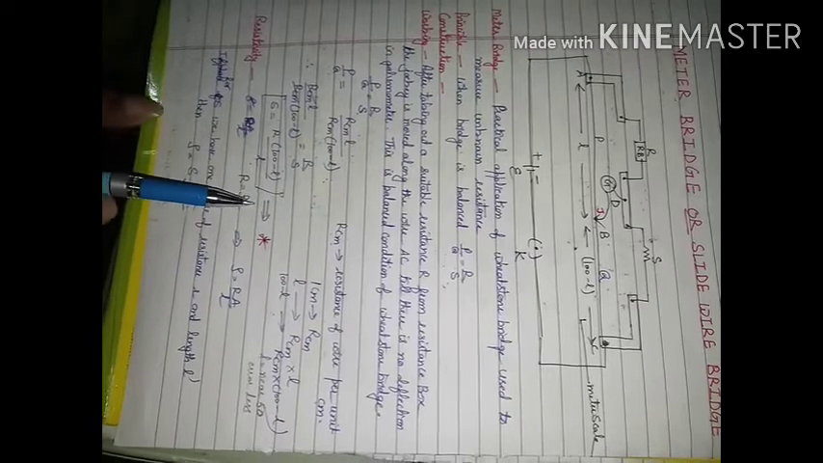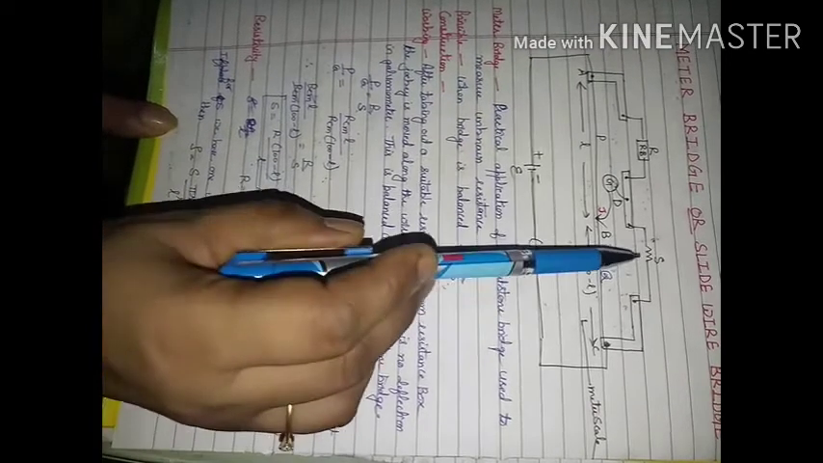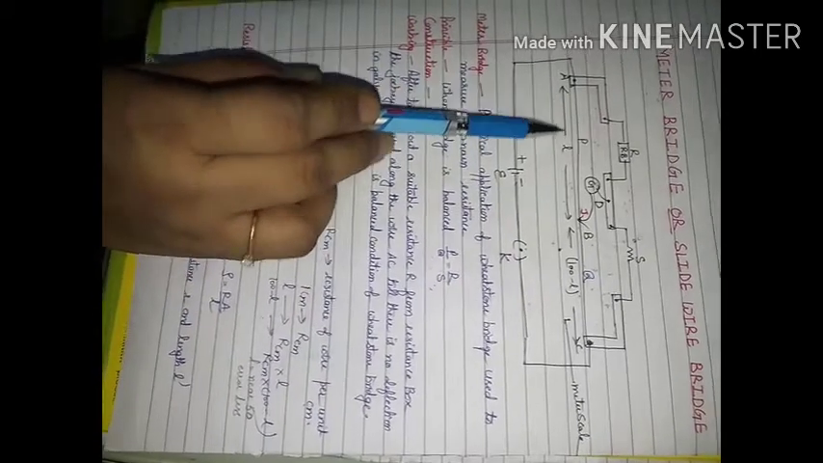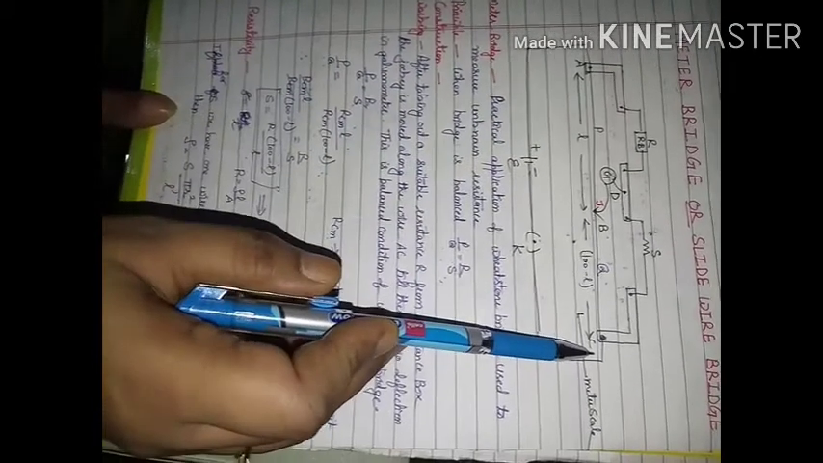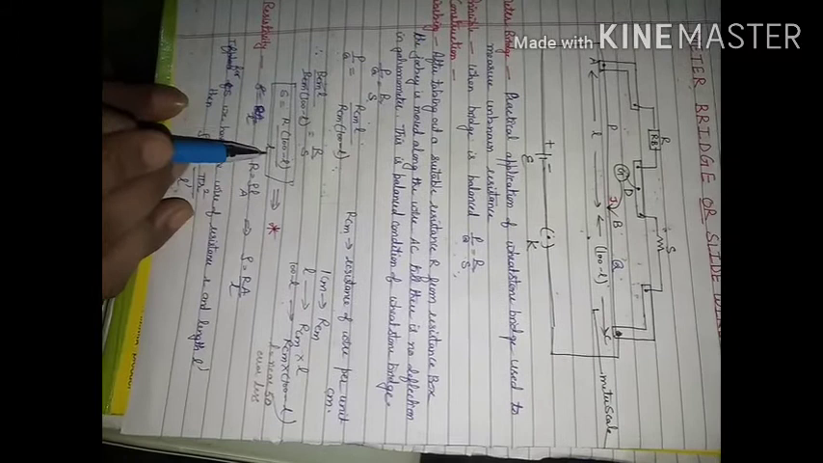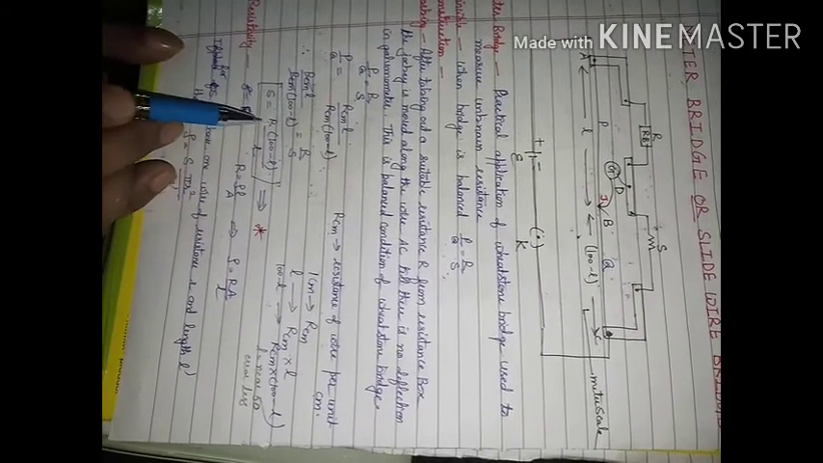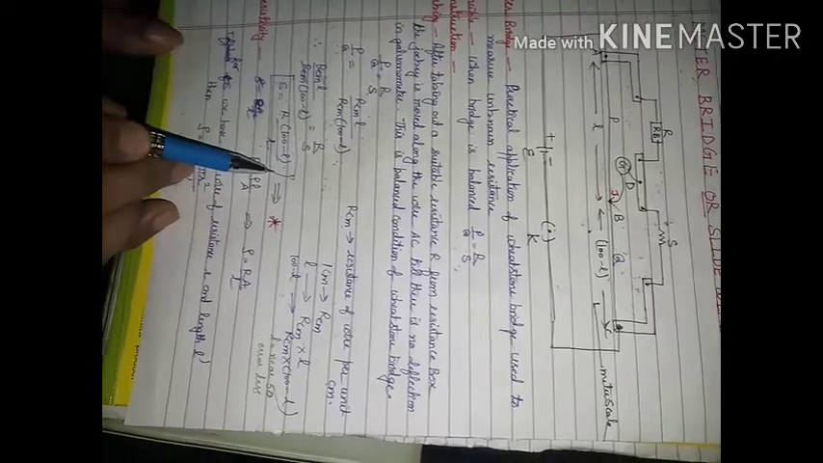So this is the method with the help of which you can find the value of unknown resistance, where you want to find the balancing length L and 100 minus L. So finding the value of L, 100 minus L, and multiplying by R, we can find the value of unknown resistance.